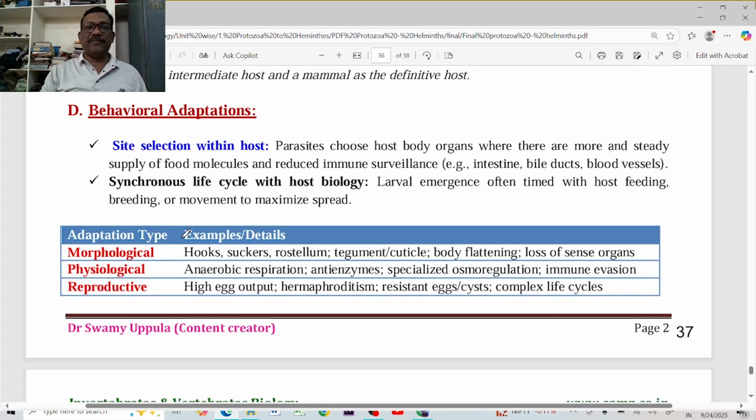Another thing is the behavioral adaptations and site selection within the host. The parasites know where to escape in the host body, where to settle in the host body. That is called site selection. Another important thing is syncing the life cycle with the host. While we are ready to drink water, while we are ready to eat food, they can sync it with the habits of that host body. So these are the behavioral adaptations.